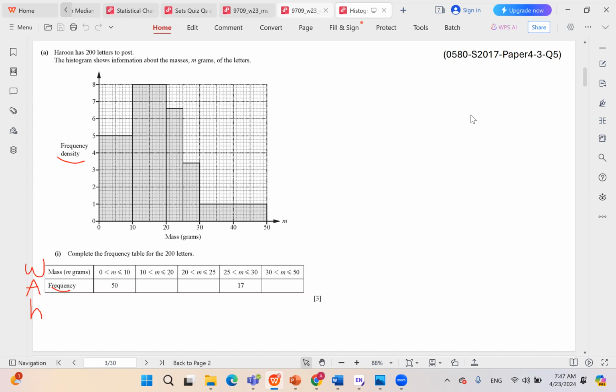So let's fill in the quantities for the height from the graph itself. So frequency density, we said, is going to be the height, or we can use it to estimate the height in a sense. So for the first bar here, we have a height of 5. So we're just going to put 5 next to h for the first one here. And then for the second one, we have a height of 8. So we're going to put 8 and so on and so forth.